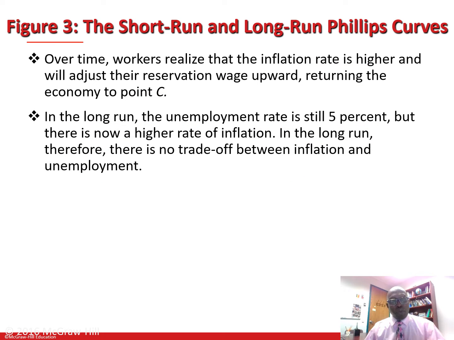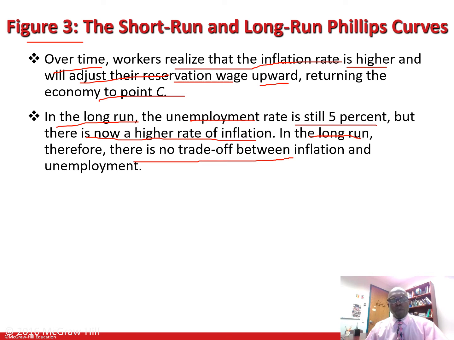Again, from figure 3, over time, workers realize that the inflation rate is higher and will adjust the reservation wage upward and return the economy to point C. Therefore, in the long run, the unemployment rate is still 5%, but now there is a higher inflation rate. So therefore, in the long run, there is no trade-off between inflation and unemployment.